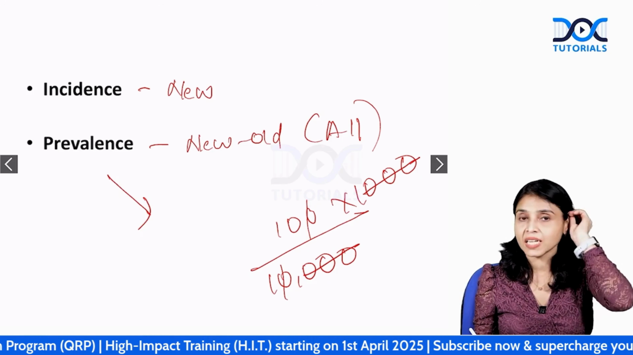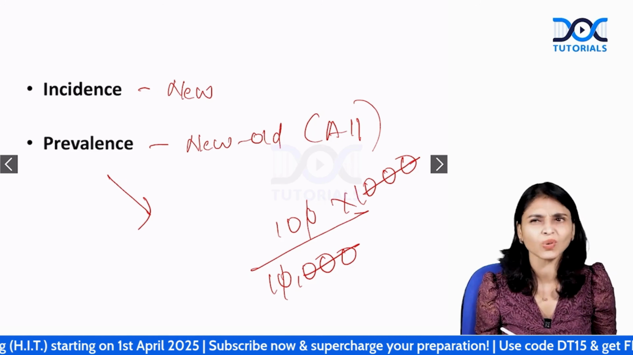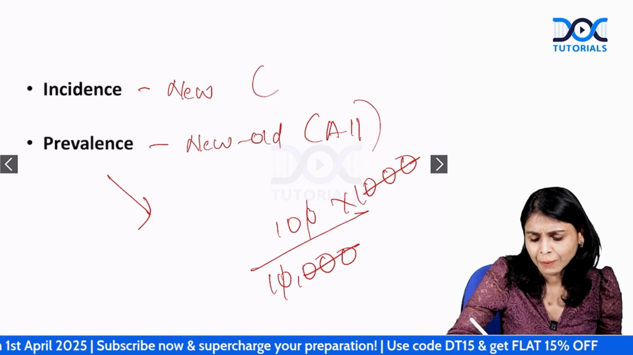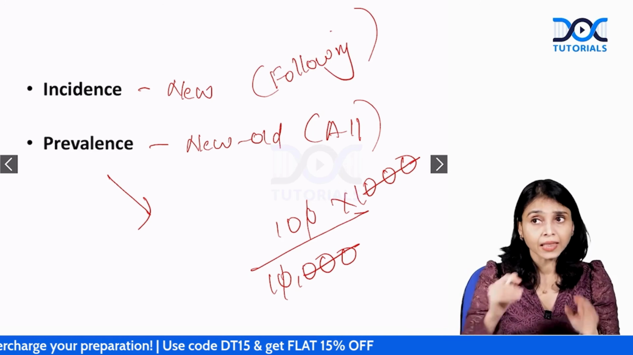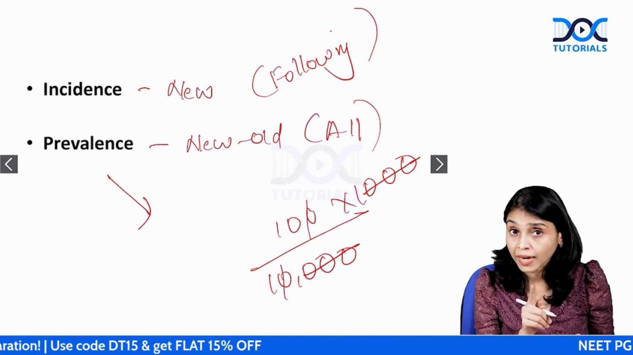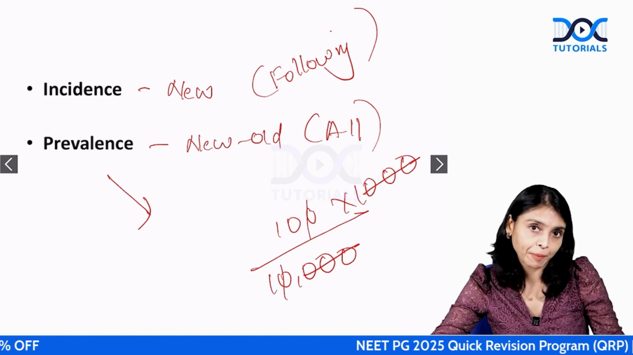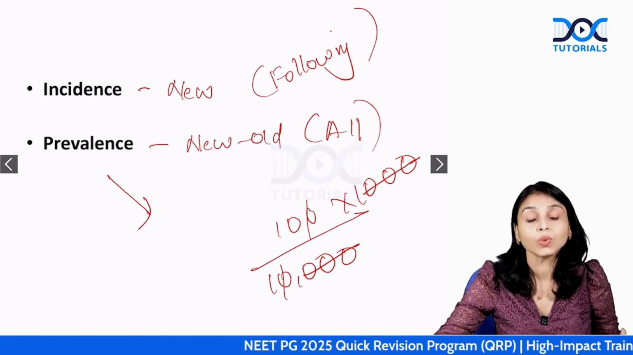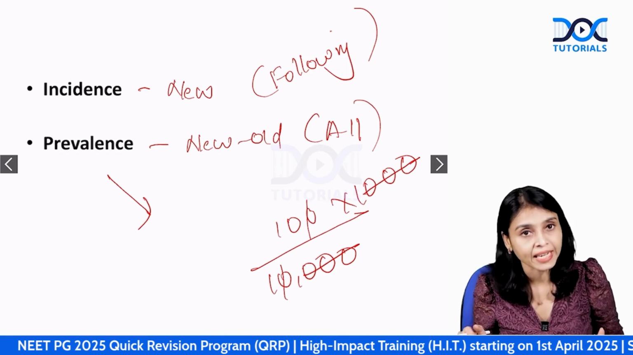Whereas in incidence, you are calculating new cases. If you want to calculate new cases, you have to follow them, right? So here you are following those without a disease. Then you are seeing the number of new cases, right? So how many new cases are happening over your follow-up time? Are you with me? So this is what you do to find out prevalence and incidence.